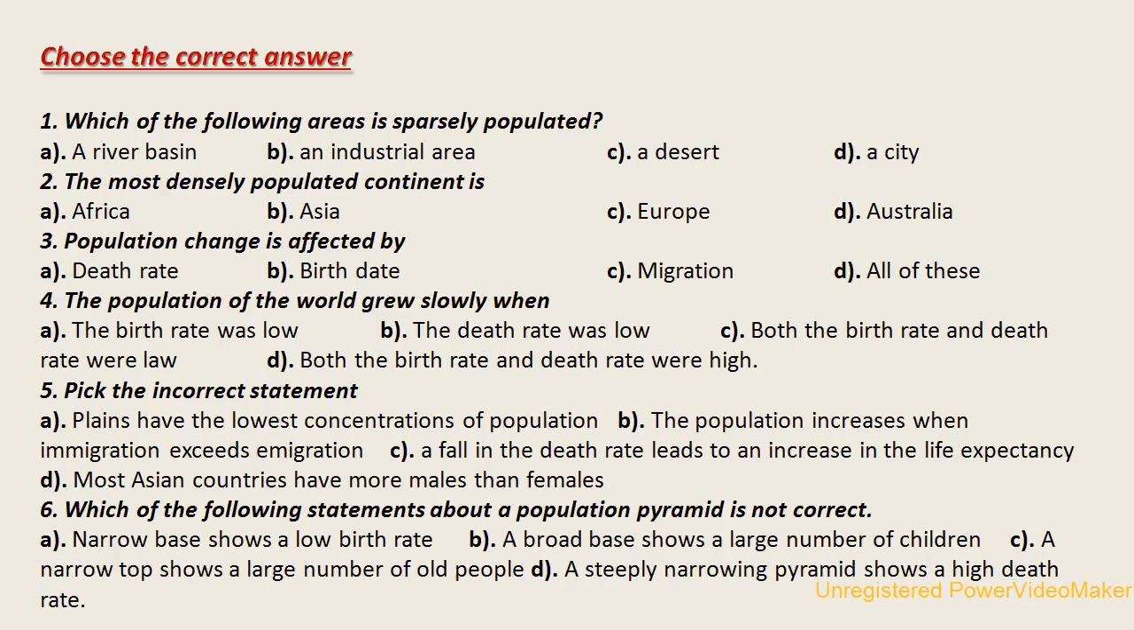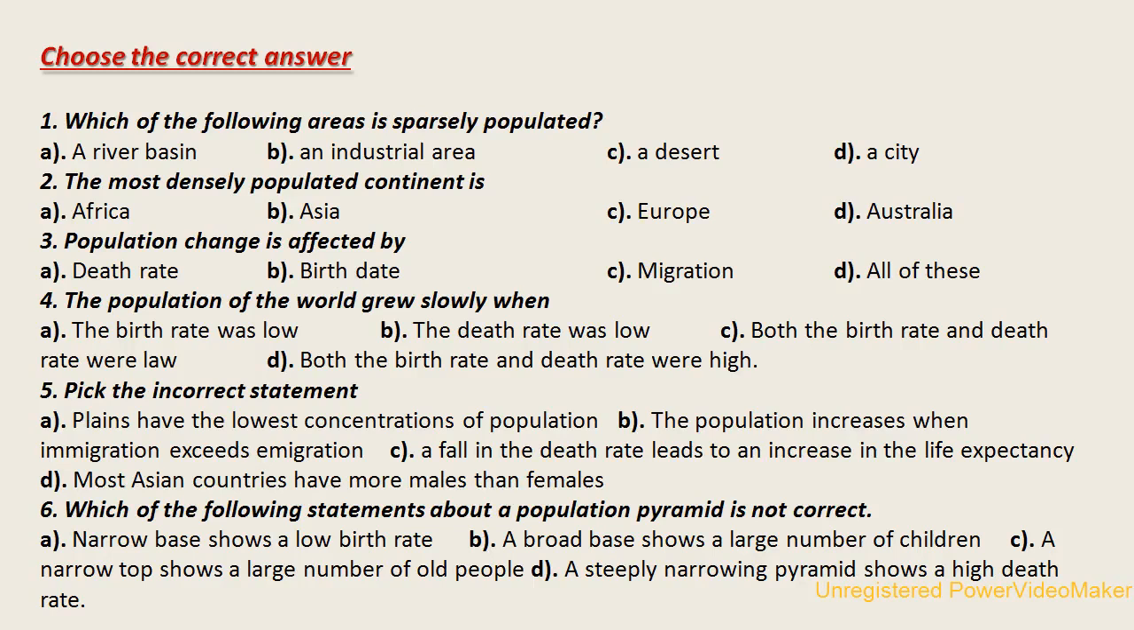Here are some choose the correct answers. First question, which of the following areas is sparsely populated? First option A river basin, an industrial area, desert and a city. These are the options. Then second question, the most densely populated continent is Africa, Asia, Europe, Australia.